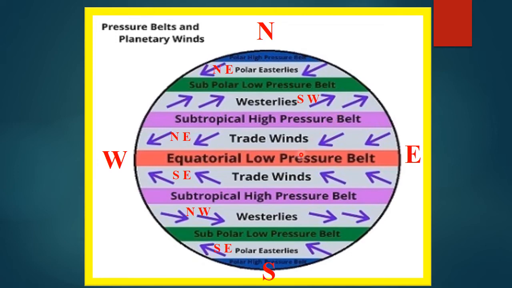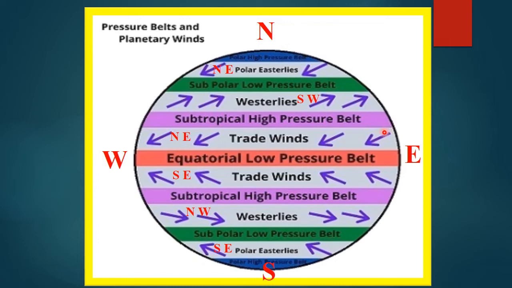Now in the northern hemisphere, as you know, the winds get deflected due to the rotation of the earth. So in the northern hemisphere they blow towards the right, and in the southern hemisphere they blow towards the left. Now here you can see winds from the northern hemisphere, the subtropical high pressure belts, when they blow towards the equatorial low, they blow from northeast. They blow from northeast, so they are also called northeast trade winds.